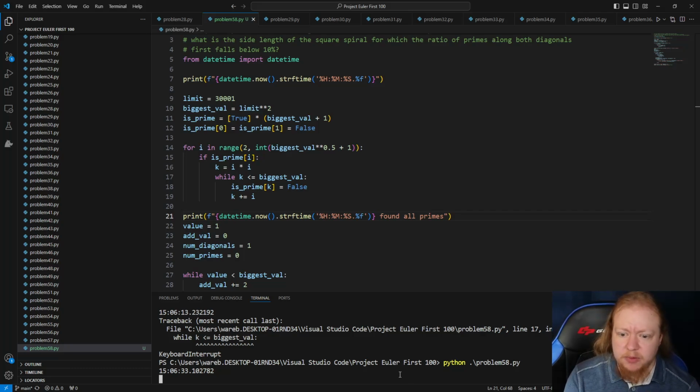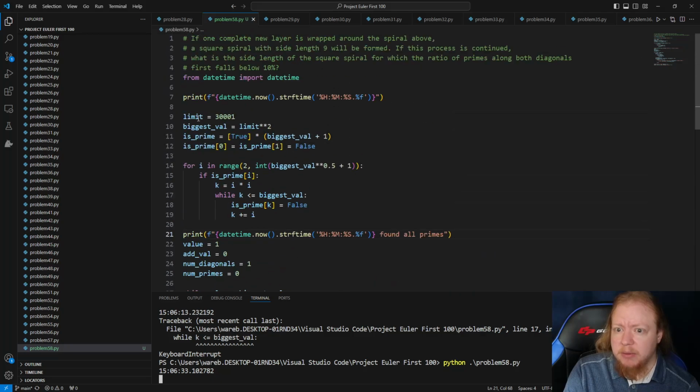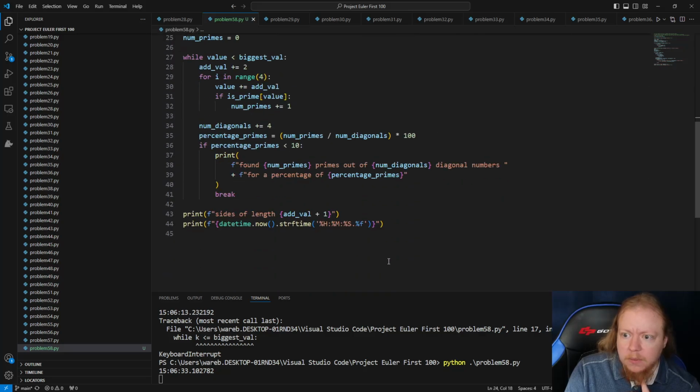So now it's been running for like 3 minutes. So clearly taking much longer the bigger that we make the limit. So we might need a better way of doing these things. But I still kind of want to let it run because I'm willing to bet we have our correct answer after this run. Although I could be wrong.